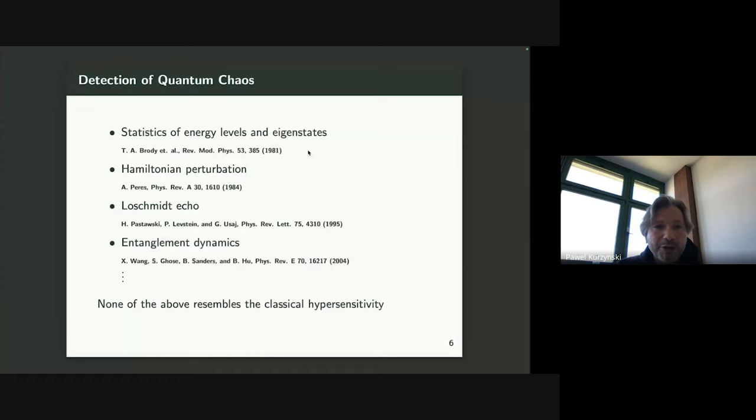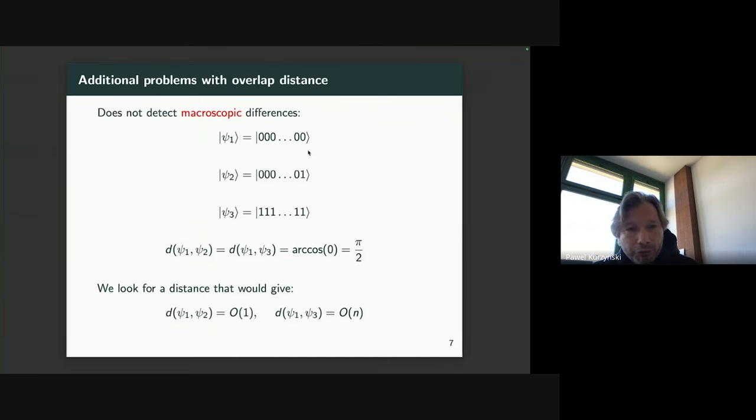Okay, and there are many other measures of quantum chaos, but as you can see, none of these methods resembles the standard approach with this distance that's used in classical theory to detect classical hypersensitivity. And actually, there is one additional thing, and this is a crucial part here. There is one additional problem with overlap distance, namely, the overlap distance detects some differences between superpositions, but it does not detect some differences which are important from the physical point of view.